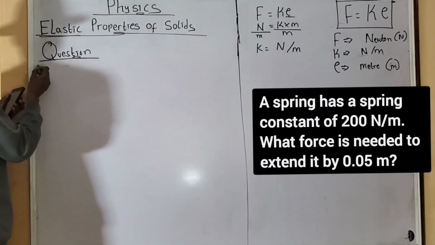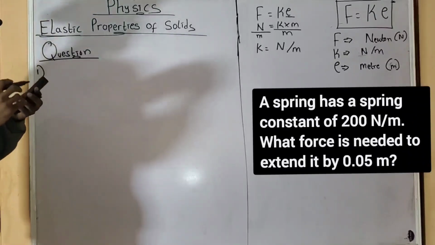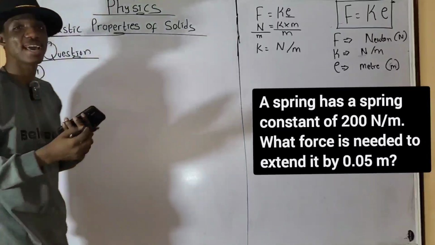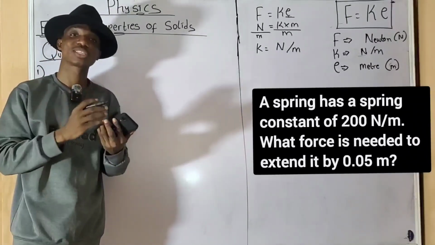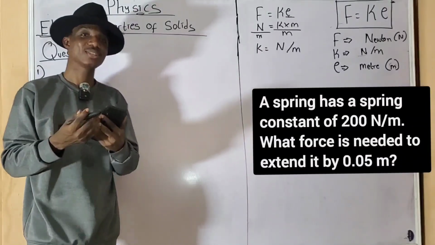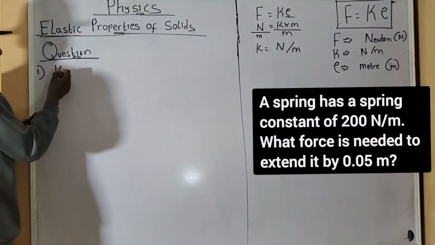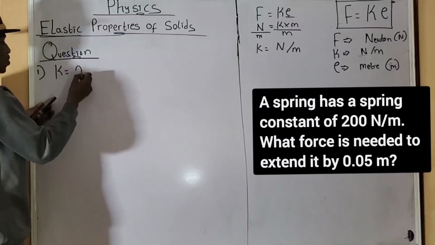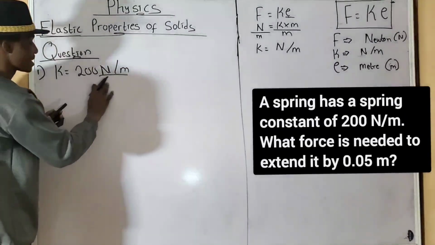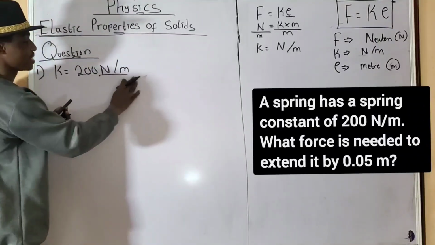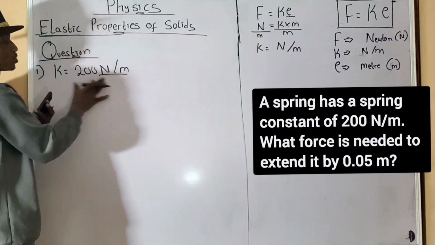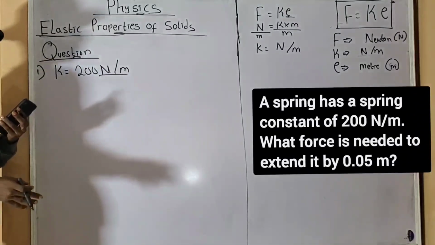In the question, we are given that a spring has a spring constant of 200 Newton per meter. So that means that we know that K is the elastic constant. In this question, the elastic constant is called spring constant. Are you getting it? So here, K, which is the spring constant, is what? 200 Newton per meter. You can see the unit, Newton per meter, okay? Anytime you check the given parameters in your question, and you see Newton per meter, just know that that is the spring constant. Are you getting it? Okay.